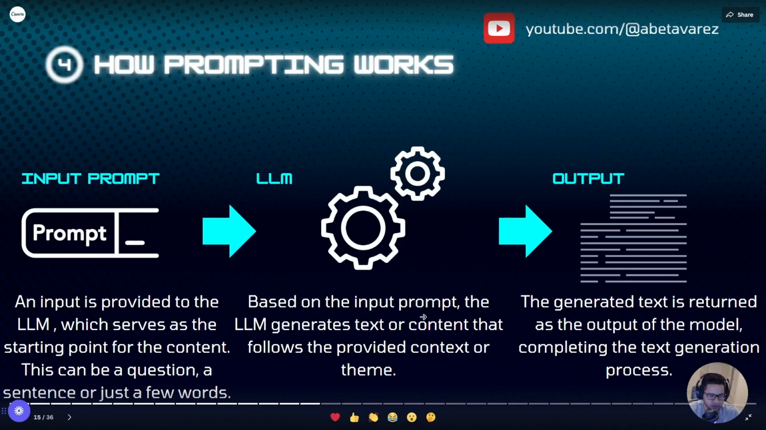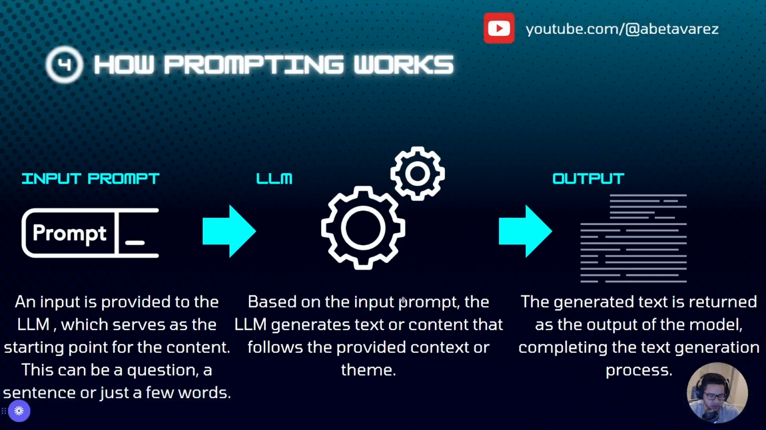After the LLM generates the results or the content, then we're going to have the output. And the output is going to be the generated text that is returned as the output of the model, completing the text generation process. So these are the 3 steps that we are going to talk a little bit more about in the next slides.